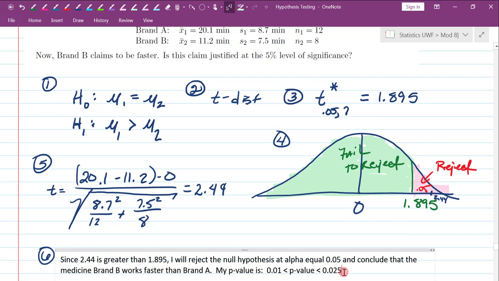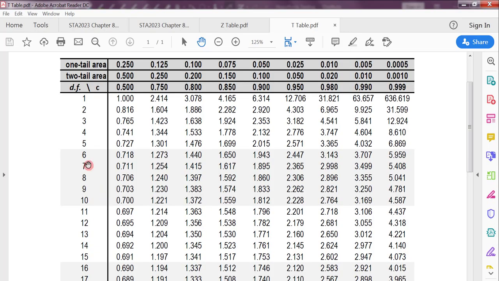My p-value is between 0.025 and 0.01. Again, that is found by coming over here at 7 degrees of freedom and finding where 2.44 is found. And 2.44 is between these two values. 2.44 is greater than 2.365, but less than 2.98. So I come up here, and for a one-tailed test, it is between 0.025 and 0.01.